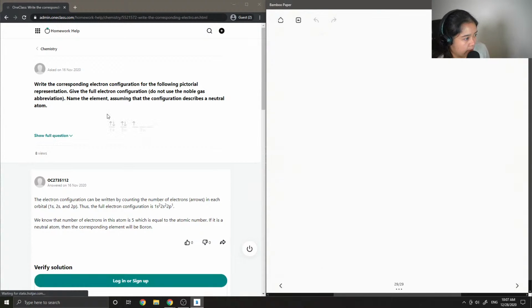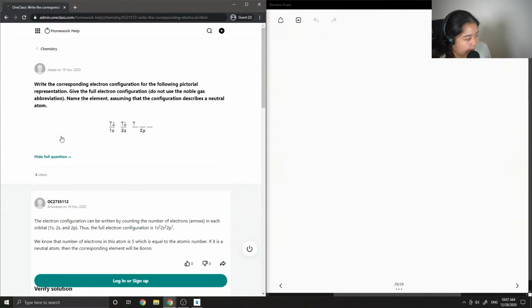Okay, so on to question 2. Write the corresponding electron configuration for the following pictorial representation. Give the full electron configuration. So in other words, do not use the noble gas abbreviation. Name the element assuming that the configuration describes a neutral atom.